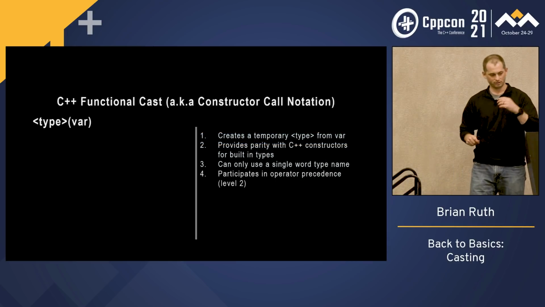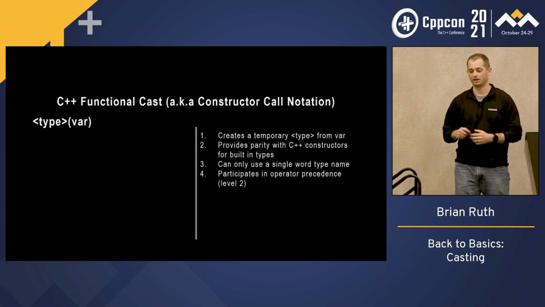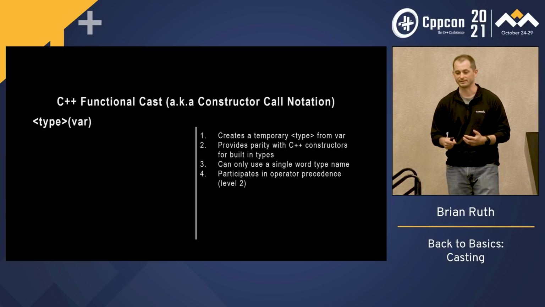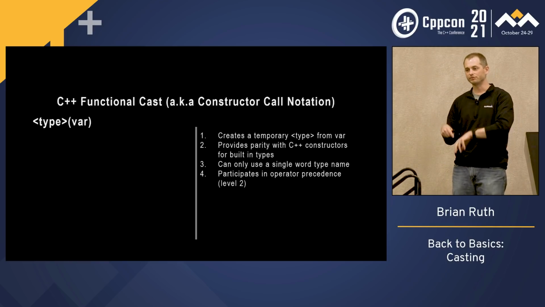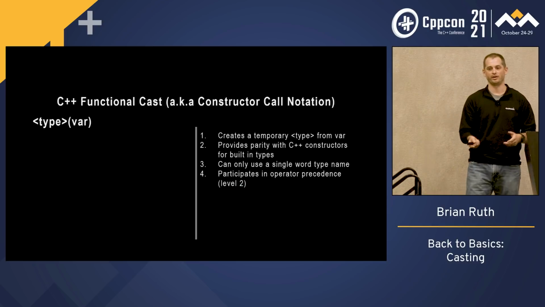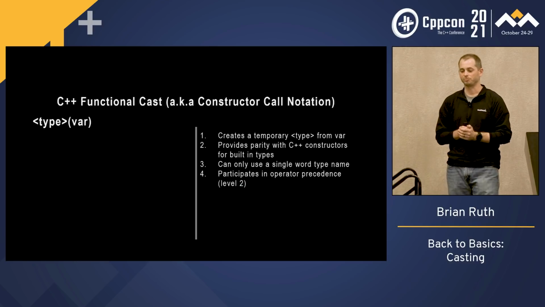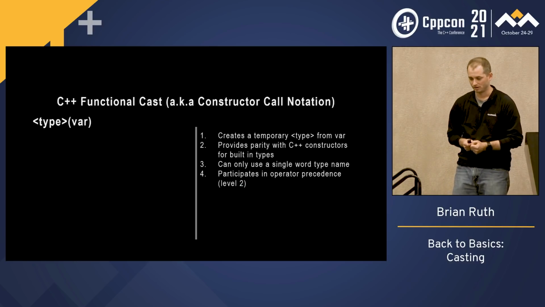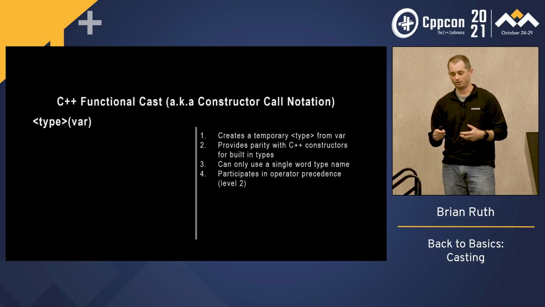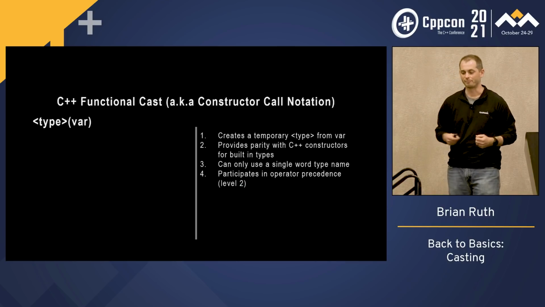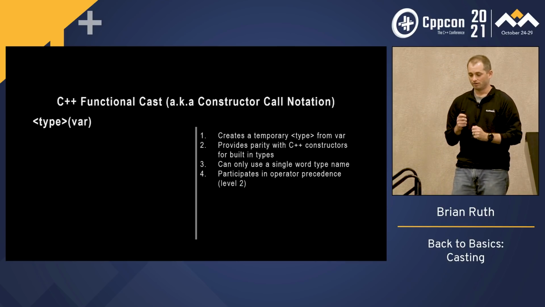So when Bjarne was designing C++, they were introducing templates and things like that, and we needed a way to make the built-in types work the same way that user types do for use with templates. And they came up with this C++ functional style cast. So it essentially is going to be something to provide parity with the built-in types. So how does that look?